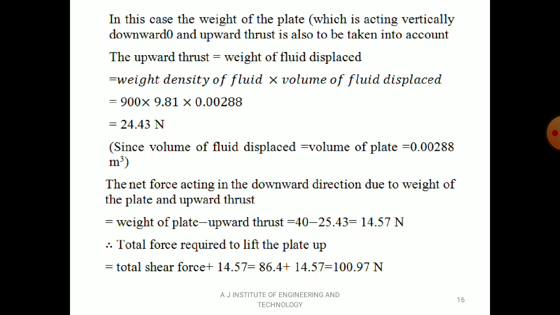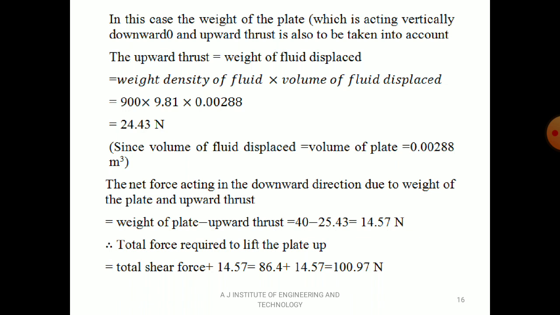When you keep that plate, you are going to calculate how much of the fluid gets displaced. The weight of the fluid displaced equals the weight density of the fluid, which you already calculated, that is rho g, into the volume of the fluid displaced. The volume of the fluid displaced equals the volume of the plate, which you already calculated. Whatever I explained with the stone concept, you can apply here. Because of throwing the stone, you get a reaction. In the same way here also, the volume of the plate equals the volume of fluid displaced. So that is equal to 0.00288 meter cube.